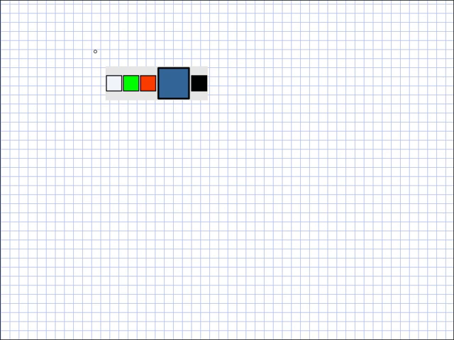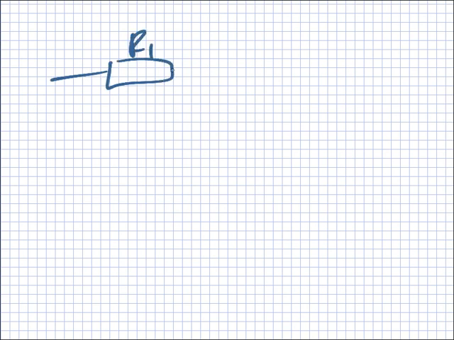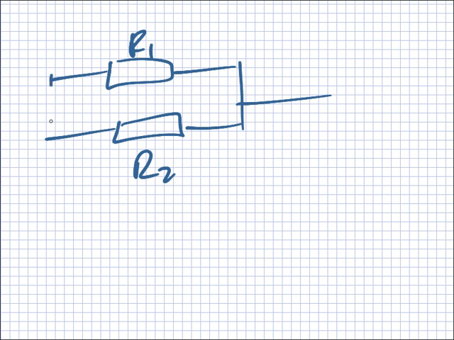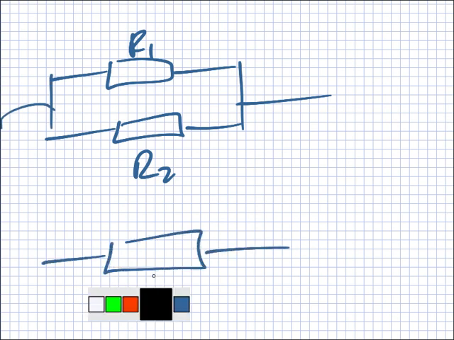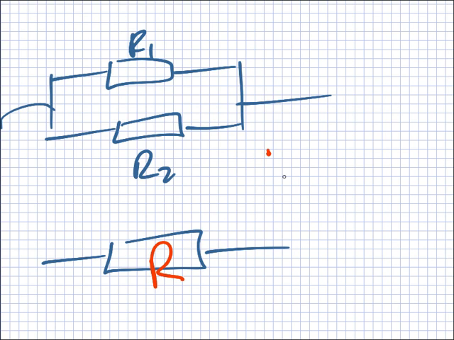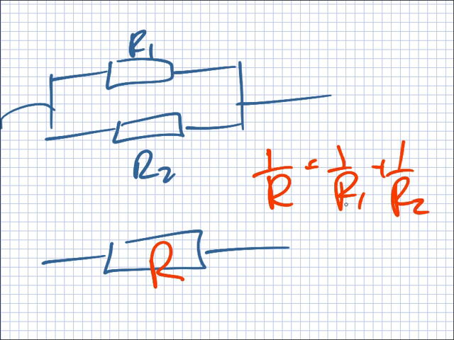Sorry, I was going to do the resistance next. If you have two resistors, R1 and R2, in parallel, you can make one resistor, R. Does anyone know what R is here? Equal, R1 equal R2? Oh, no, not equal. The formula is 1 over R equals 1 over R1 plus 1 over R2.